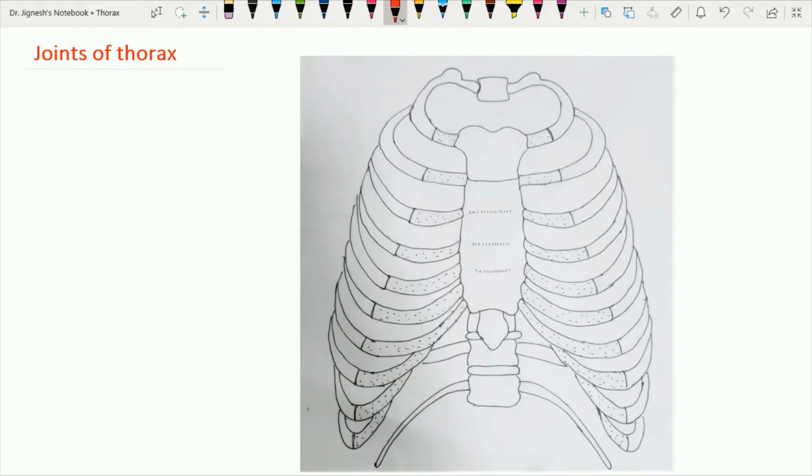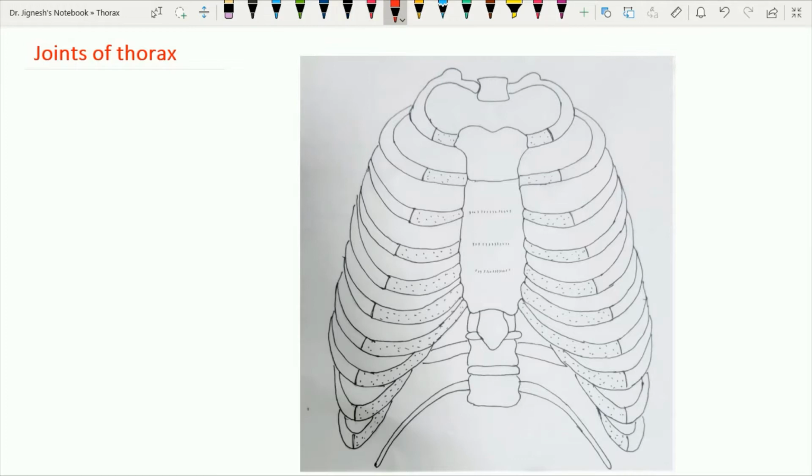Hello friends, let's see the joints of the thorax. We already know that the thoracic bony framework is a continuously moving part of the body because of respiration, and that's why it is very important to understand the joints of the thorax.